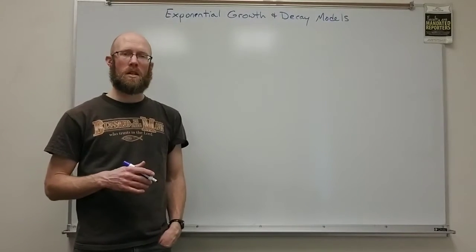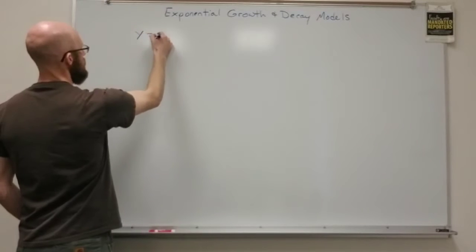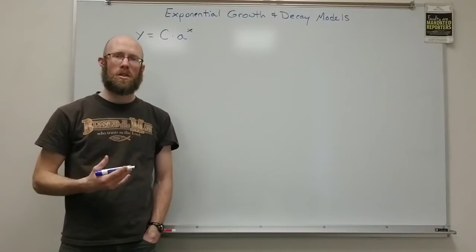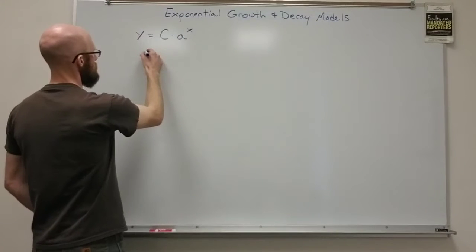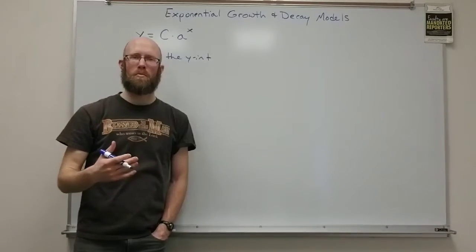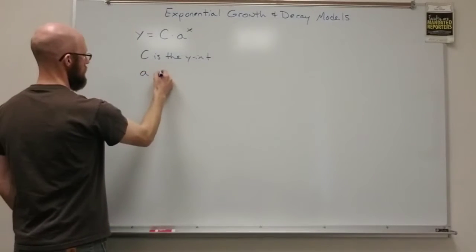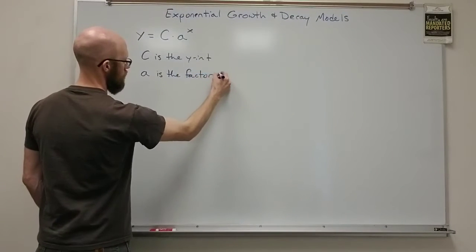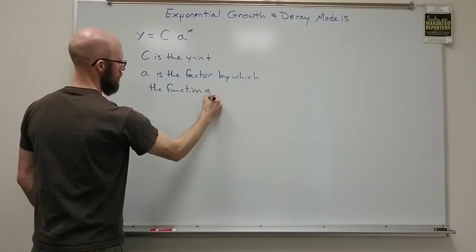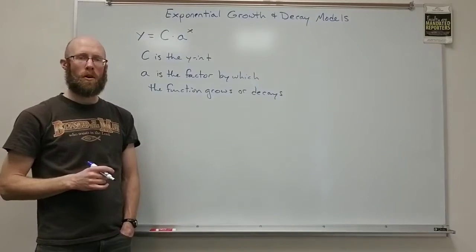All right, so we've seen the exponential functions before, namely functions that look like y equals c times a to the x. In that function, the value for c, remember, is the y-intercept, and the value for a represents the factor by which the exponential function either grows or decays. All right, so we've seen this before.